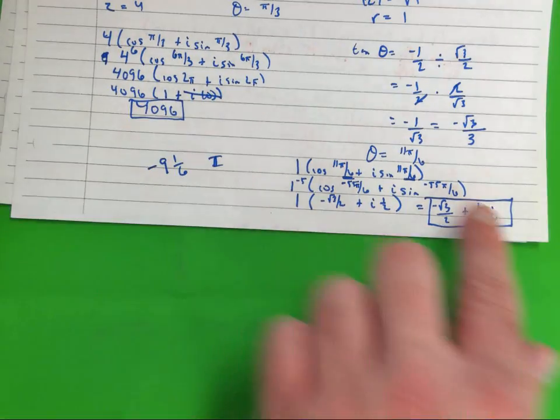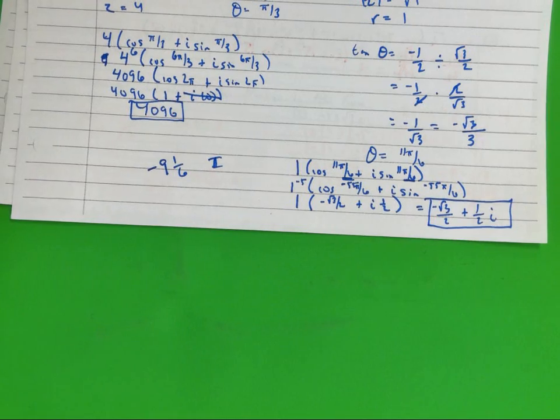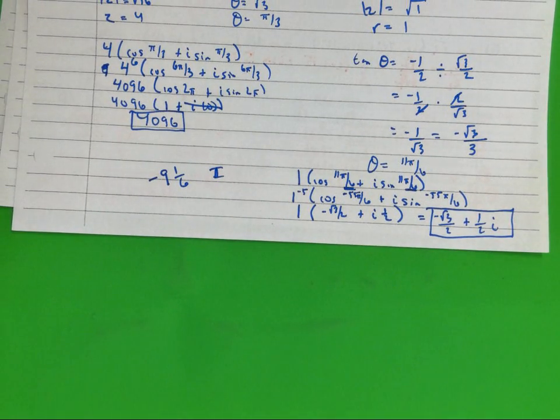Sometimes you come out to an easy answer like this. Sometimes you're going to have 2 terms. That was the easy part today. The next part we're about to do is a more complicated situation.